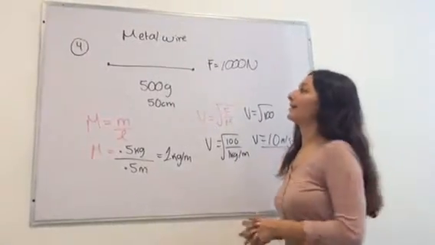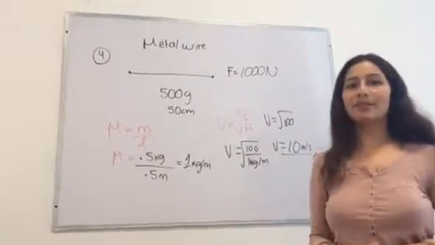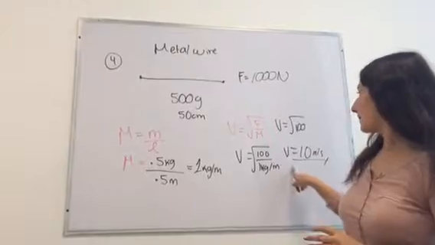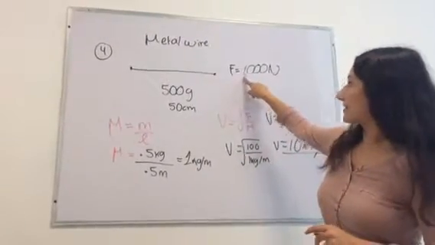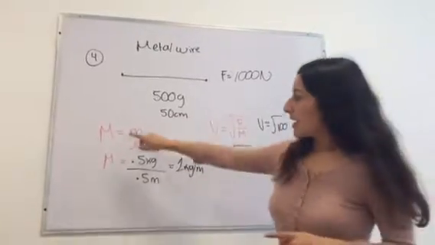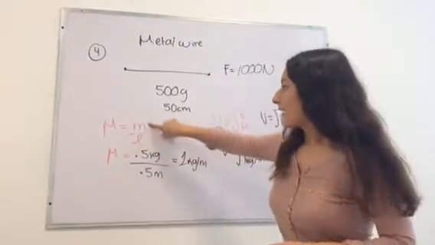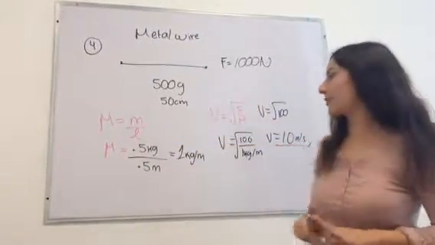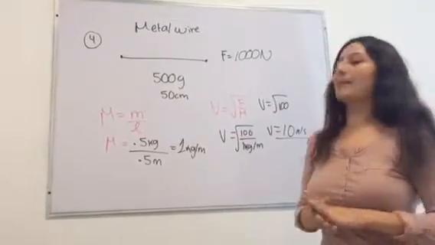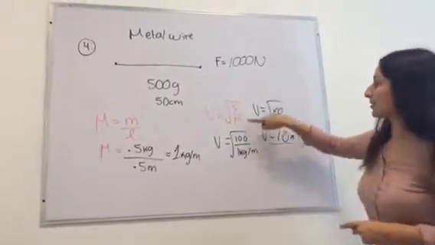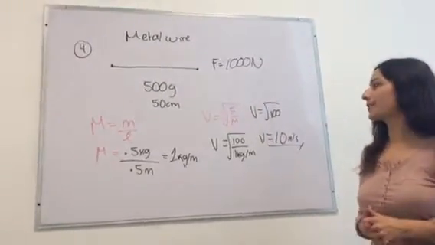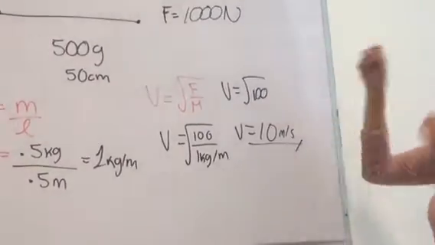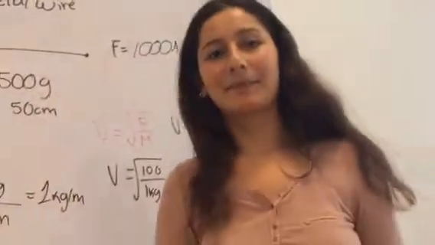In the fourth problem, we have a metal wire of 500 grams of mass and 50 centimeters of length. They ask us the velocity. We have a force acting over the wire of 1000 newtons. First we need to get the string density, dividing the mass over the length, 0.5 kilograms, converting those 500 grams to kilograms, and 0.5 meters, equals 1 kilogram per meter. Then we substitute this value in the formula that says velocity equals the square root of force over string density, and the value is 100 square root 10 meters per second.